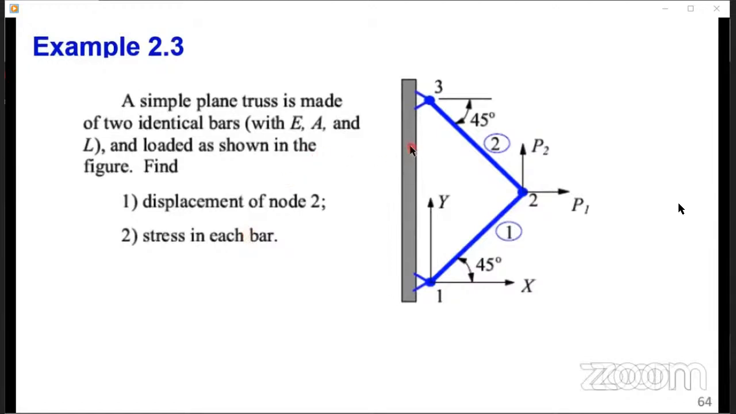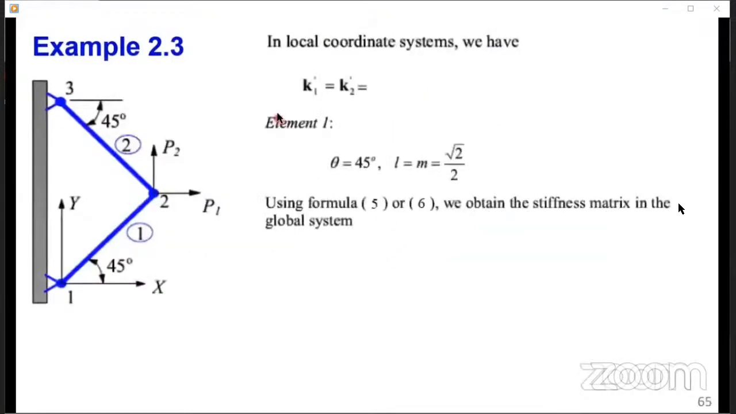You're given a simple plane truss made of 2 bars. I'm moving ahead because I can see no question raised so far. You're given the material property E, and the geometry A and L. There is a load applied at node 2, P1 and P2, horizontal and vertical. You are required to determine the displacement at node 2 and, of course, the stress in each of the bars. Okay, let's go straight ahead with this.